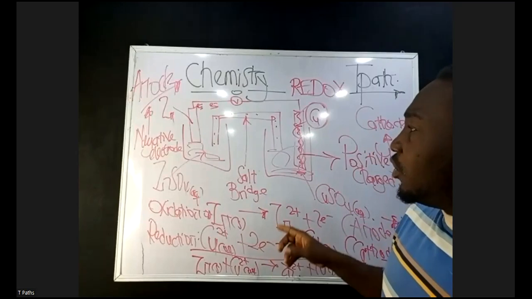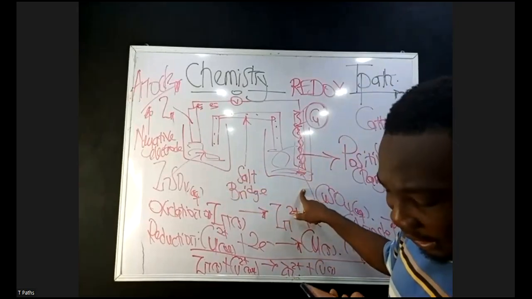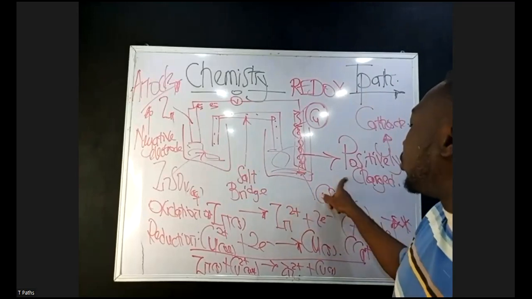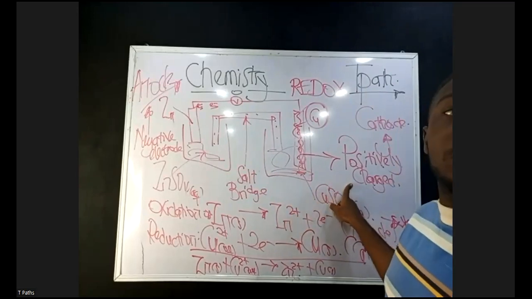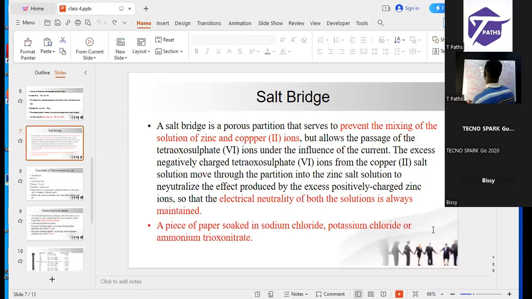We also need to observe that it allows the passage of ions, such as sulfate ions, which move through this whole reaction. And why are they doing that? Because they want to neutralize the effects produced by the excessively positive zinc ion. It is trying to neutralize it, negative against positive.